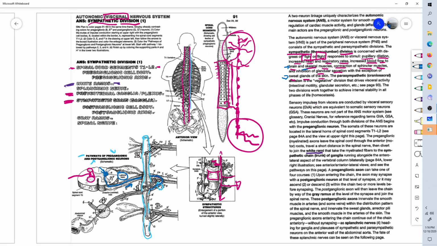Why is it called preganglionic? It's because it comes before. It's the neuron right here that is before it reaches the ganglion, so we call it preganglionic. Once it gets to the sympathetic chain, the ganglia, it has three options.